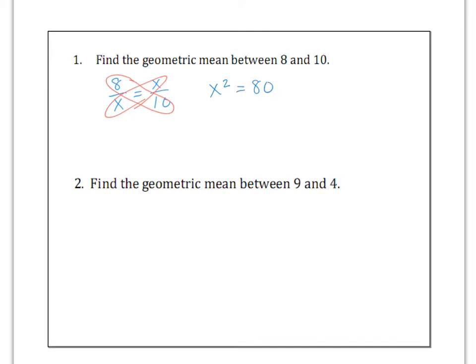Now, if we want to solve it for x, we want to get rid of that squared. We have to do something to get rid of that squared. It's called the square root. And when we take the square root of x squared, we get plain x. And when we take the square root of 80, you're going to have to type that in your calculator. You're going to have to type in second, and then probably it's right above the x squared key. You should get 8.94. Why don't you take a minute and practice that and see if you get 8.94.